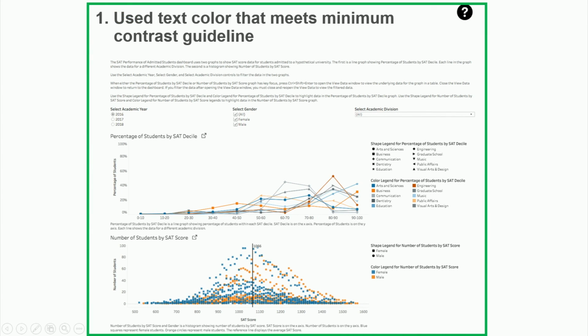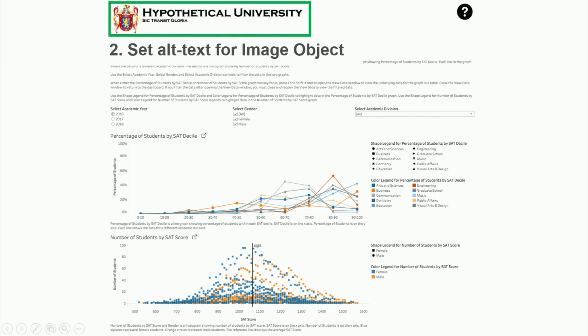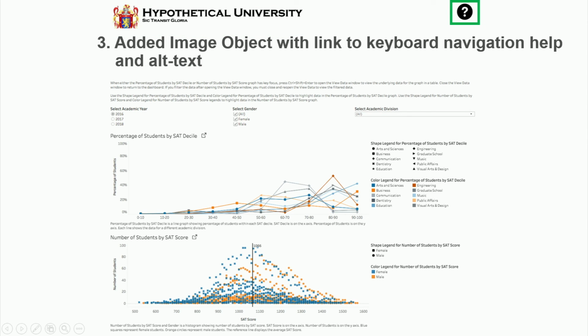So first, I use a text color that meets the minimum contrast guideline. That's just the default text color in Tableau. I added, by the way, an image object with a logo for Hypothetical University, just so I could set the alt text and show that off. I also added an image object at the top. We have documentation in our online help that explains how to use the keyboard on each of the elements in a Tableau viz, like how to interact with filters and those sorts of things. And so that image is just a link to that online help file.